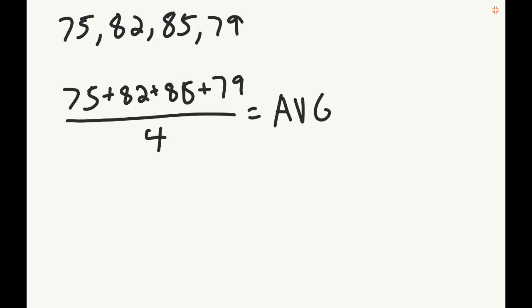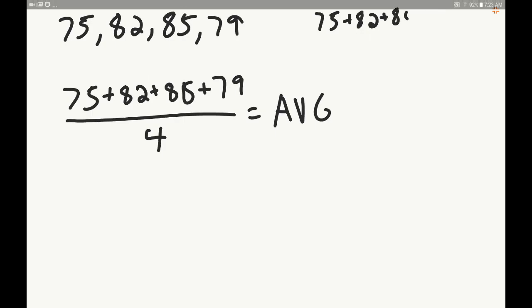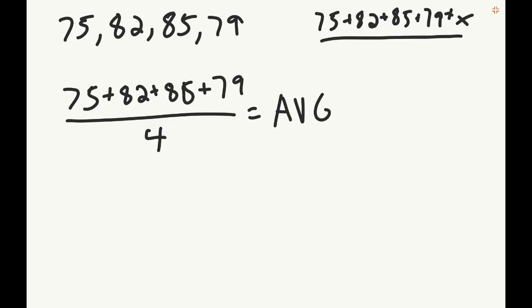Well, if you know the formula for average, this is easy enough to set up, but it does require some computation here. So the setup would be 75 plus 82 plus 85 plus 79 plus x all over, well, how many exams are there? 1, 2, 3, 4, 5 now, right? 5, that's something to be careful of, equals 86.